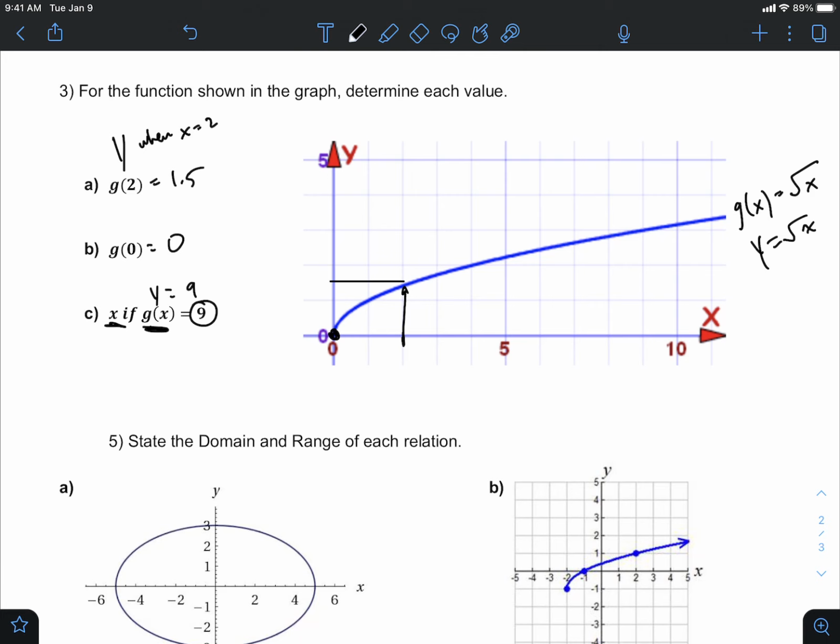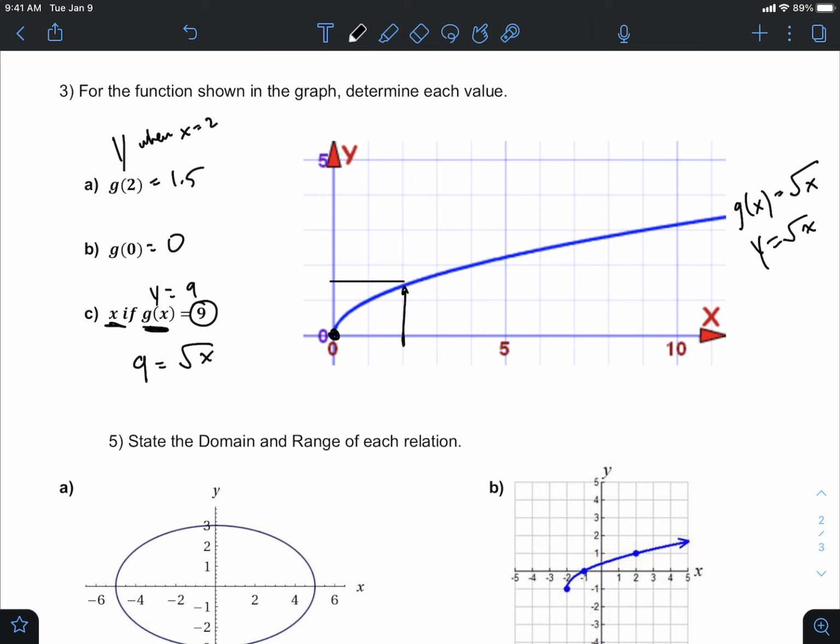It worked out that you had this skill. So we're going to say, okay, 9 equals root x. Does everybody agree? Yes, no? This is the function of the graph, right? This is the function that has been graphed. It's root x. It's y equals root x.